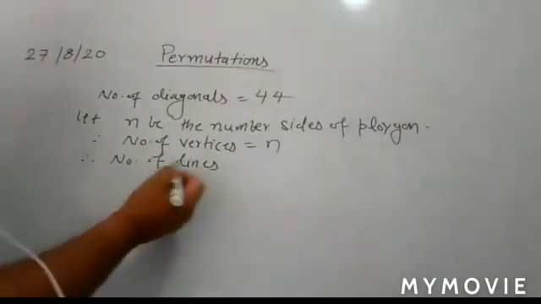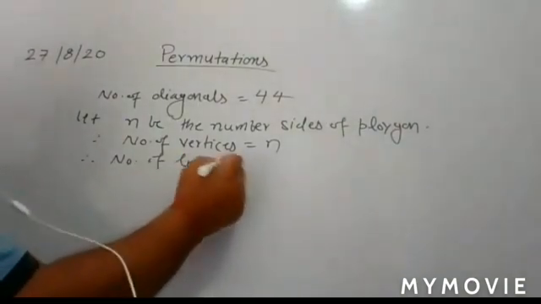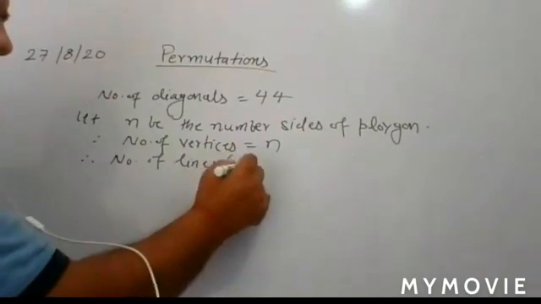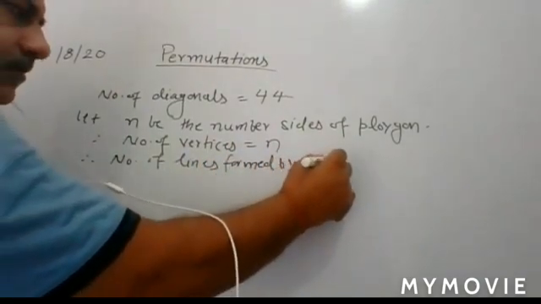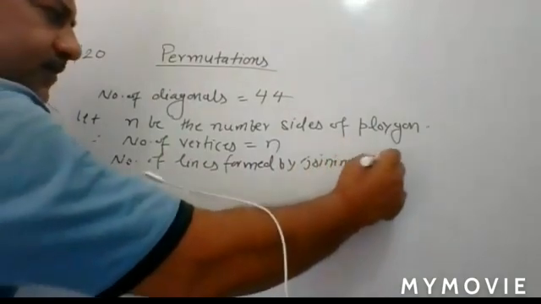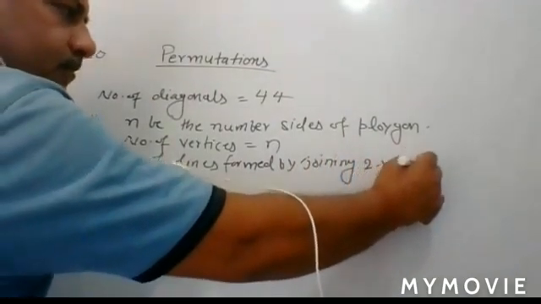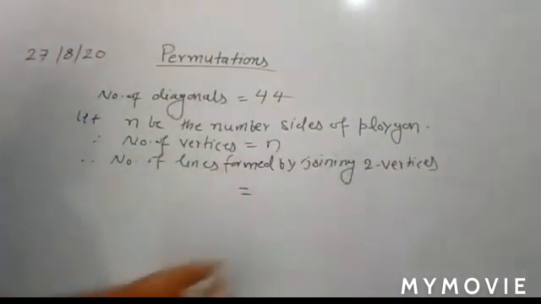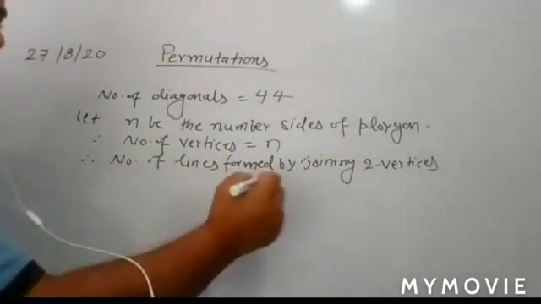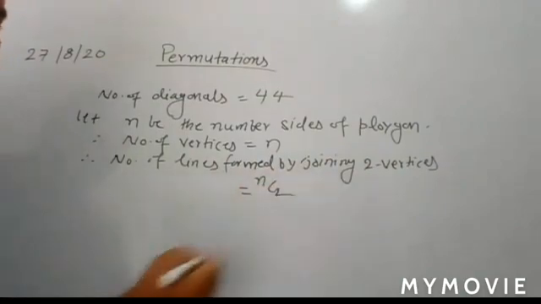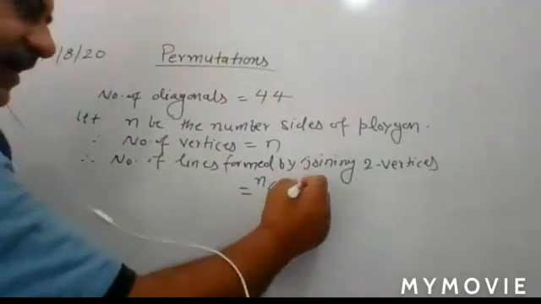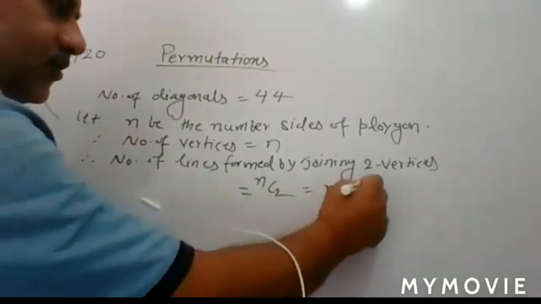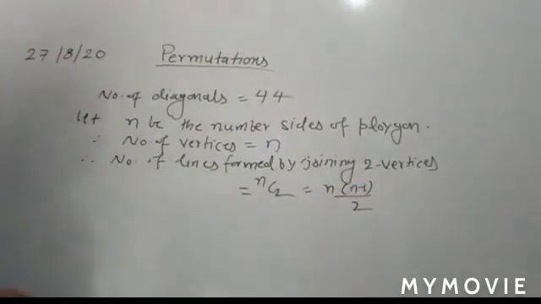Okay. So the number of lines that is formed by joining two vertices. First of all, here you find the total number of lines formed by joining two vertices, and that is equal to nC2. You already know about it. And this nC2 can be written as n into n minus 1 divided by 2.